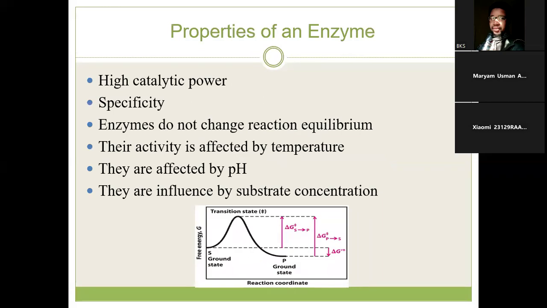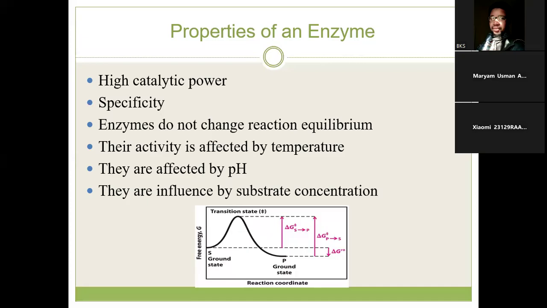So, properties of an enzyme. The enzyme has a high catalytic power. Just like we said, you can have a biochemical process. There is the possibility that two reactants together can react without an enzyme. On their own, they can react. But the problem is they can take maybe 20 minutes to react, for example. But when you have an enzyme, they can take only 1 second to react. So enzymes have the power to make the reaction go at a faster rate.